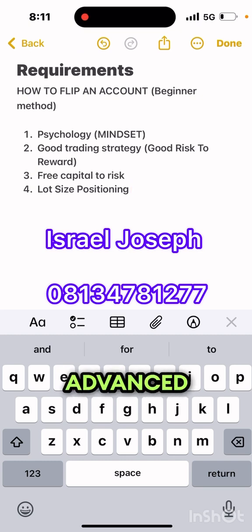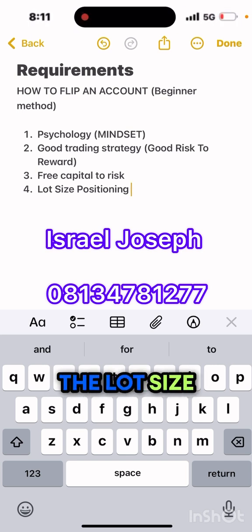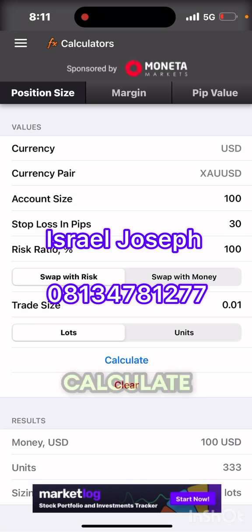And in the advanced method, I'm going to be talking about how you can know when to add more positions. But this is just a basic explanation on how you can flip an account. Now, let me talk about lot size positioning and how you can calculate your lot size in a simple way. First of all, you can go online to Babypips for the position size calculator, or you can just download the MyFXBook calculator to calculate the positioning on your trade.